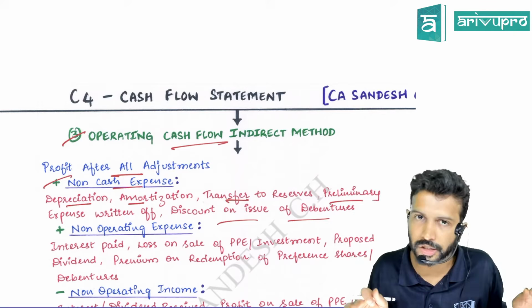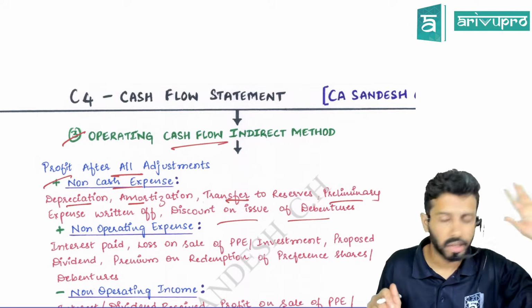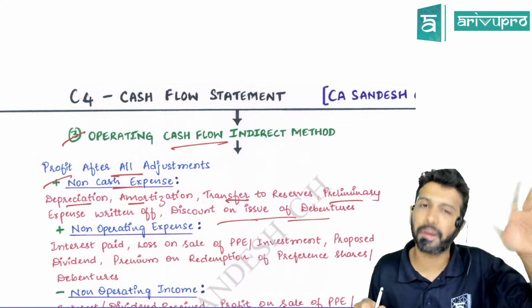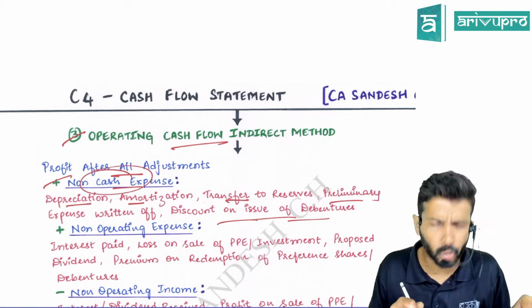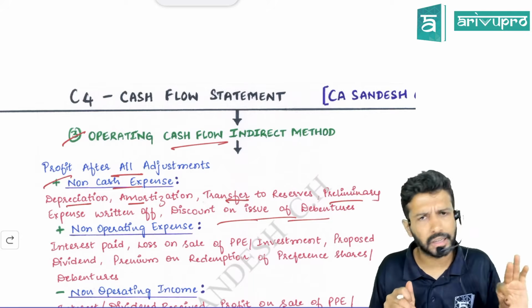Shares cannot be issued at discount, so debentures can be issued at discount. If you have all those, add them back because they are all non-cash expenditures. In the examination, you need not call out what it is. This is only for your reference.